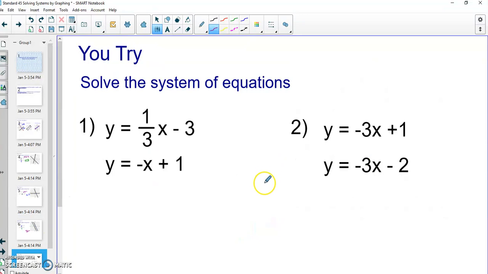Alright, two you-try problems. Go ahead and try these problems. Remember, to get full credit, you have to attempt both of these problems. Use your graph paper and solve the system of equations by graphing.